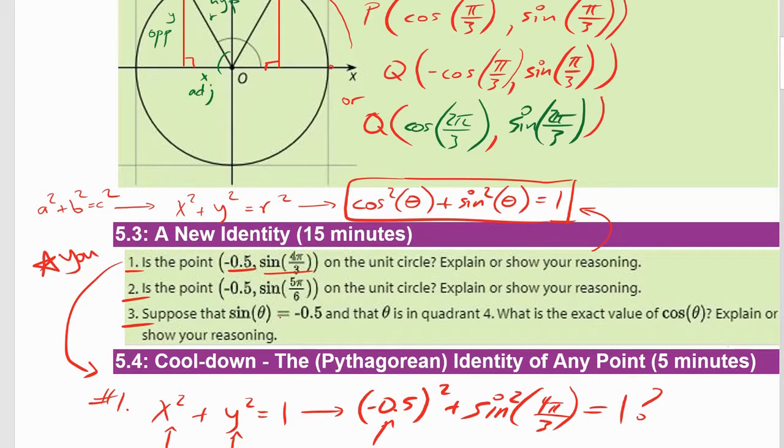And number 3 is a really good one. Suppose that sine of theta, so your y value, is negative half, and that theta is in quadrant 4. So they're kind of telling you it's got to be over here somewhere in quadrant 4. What is the exact value of cosine theta? Ooh, that's a good one.